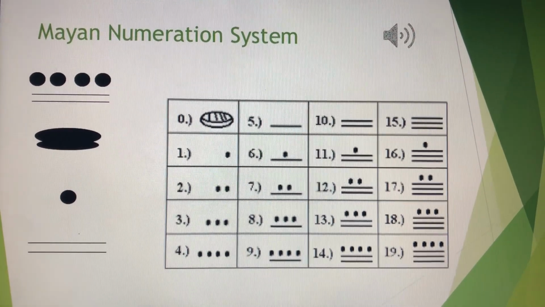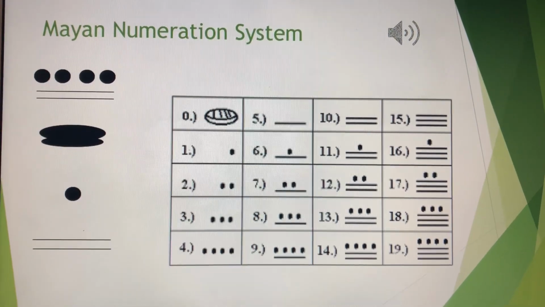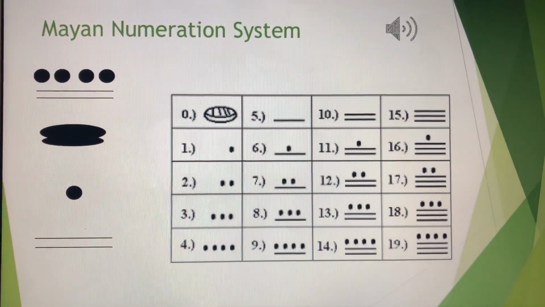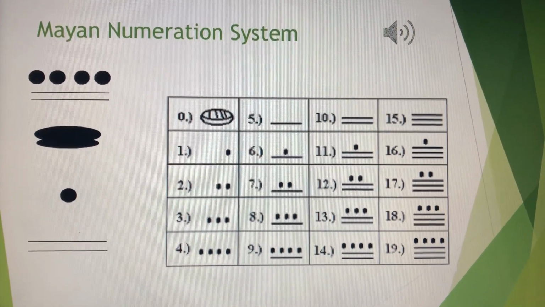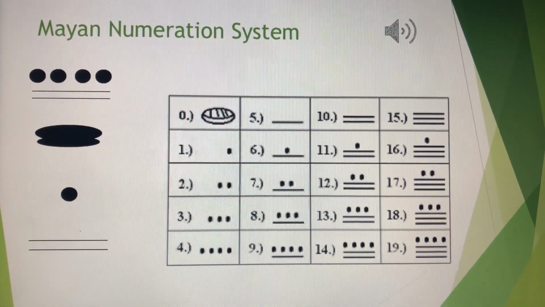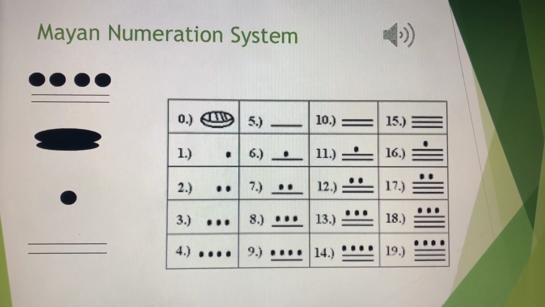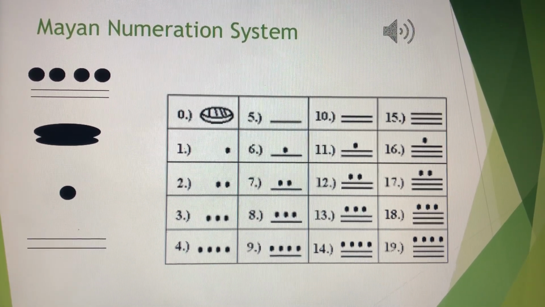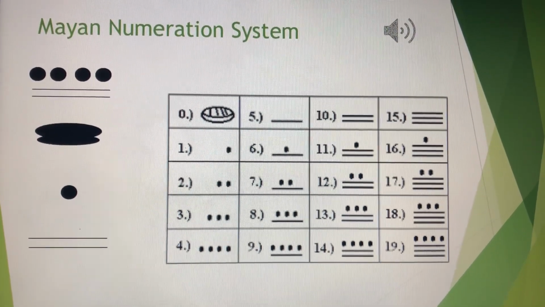The final portion of this section is the Mayan numeration system. This system was actually the first to have a symbol for 0. The table is pretty much self-explanatory. Each dot equals 1, and each line equals 5. And the symbol for 0 kind of looks like a basket.